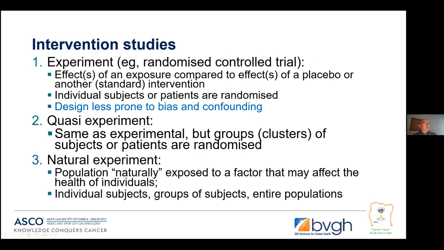The randomized trial is by definition the design less prone to bias and confounding, which is, as I say, a miraculous type of design. And we have intervention studies that we call quasi-experiments. Why? Because here the randomization is not between individuals that we randomize in one group with a drug or in the group with, say, a placebo. Here the randomization units are groups of people, clusters. Could be villages, could be areas in cities and so on.